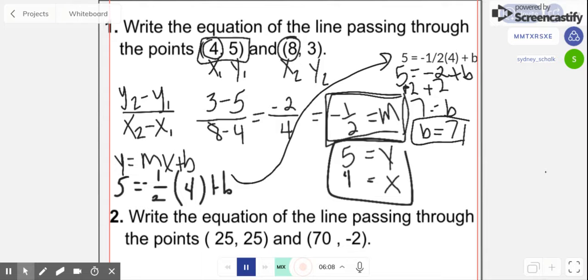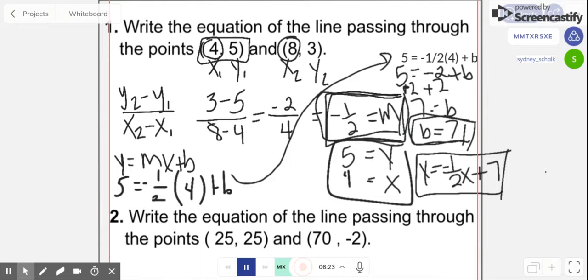So now we can go ahead and take our slope right here, negative 1/2, and my y-intercept, my b, which is 7, and plug it into my equation. y equals negative 1/2 x plus 7. There is my equation. Go ahead and pause the video, try this second example on your own, and then come back and see how you did.